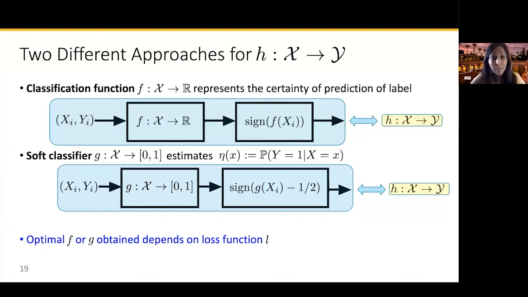The best F or G, so effectively, once you know F or G, you know how to take the sign and you can actually classify. You can give me a hard classification result. The choice of F and G, of course, depends on the loss function. That's what you're learning. You want to pick the best F or G that minimizes some measure, depending on your loss function, over all the samples.